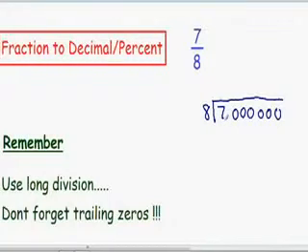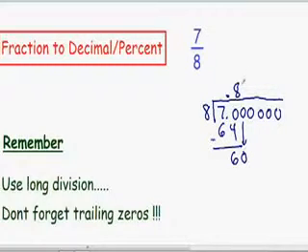The first thing I'm going to do is just place my decimal point and bring it straight up. So now we can start the division. 8 goes into 7 0 times, so we need to move on to the next digit. 8 goes into 70 8 times. 8 times 8 is 64. And if we subtract 70 minus 64, we get 6. Now we need to bring down our next 0.